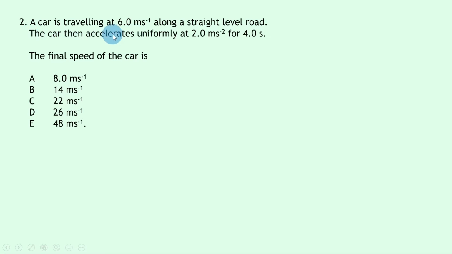Question 2 says a car is travelling at 6 meters per second along a straight level road. The car then accelerates uniformly at 2 meters per second squared for 4 seconds. The final speed of the car is. Well, notice how we're given an acceleration, an initial speed and a time, and we're asked to calculate the final speed. So this suggests we need to use the equation for acceleration, which is a equals v minus u over t. So let's sub in the numbers.